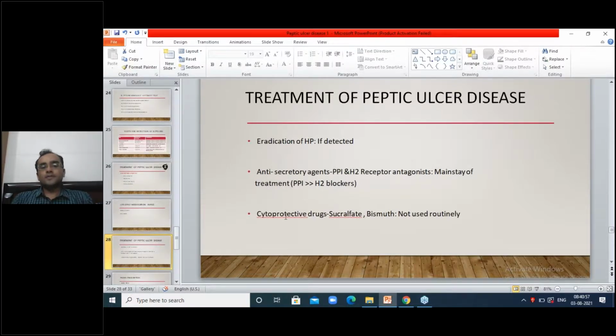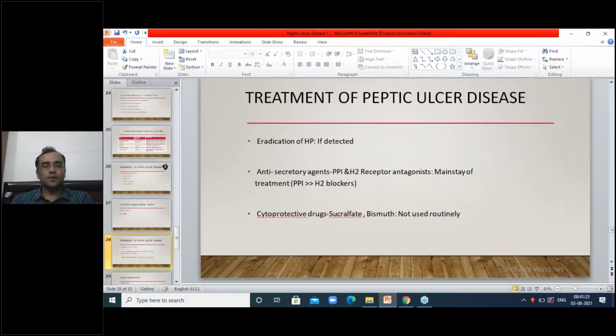The other drugs, like cytoprotective drugs such as sucralfate and bismuth, are not used routinely for patients with peptic ulcer. Besides, if you remember, both of those require acidic pH to form a coating in the stomach, and if we give them with PPI or H2 blockers, the acid secretion is less, in fact stopped with the PPIs, and the pH is not acidic.